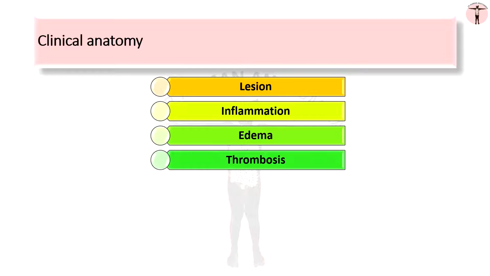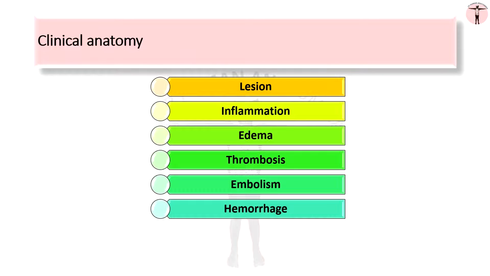Thrombosis can be defined as intravascular coagulation or solidification of blood. Embolism can be defined as occlusion of a vessel by a detached and circulating thrombus or embolus. Hemorrhage is bleeding which may be external or internal, a continuous bleeding. It can be inside the body or on the surface of the body.